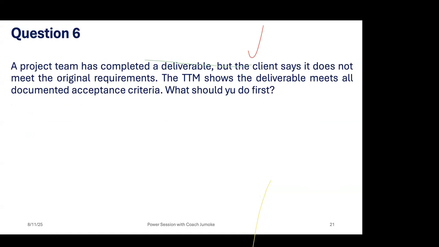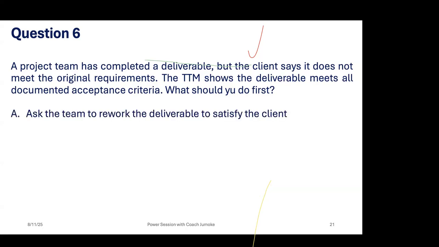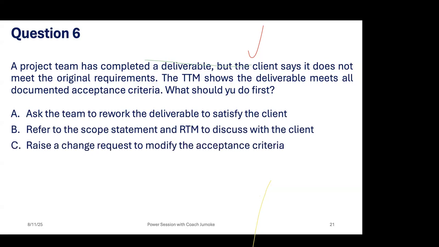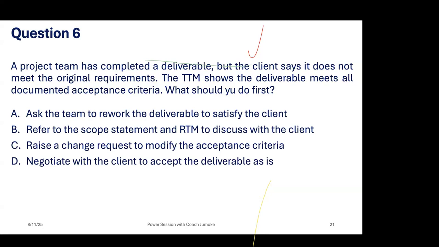A project team has completed a deliverable, but the client says it does not meet the original requirement. Wahala. The RTM shows the deliverable meets all documented acceptance criteria. What should you do first? A, ask the team to rework the deliverable to satisfy the client. B, refer to the scope statement and requirements traceability matrix to discuss with the client. C, raise a change request to modify the acceptance criteria. D, negotiate with the client to accept the deliverable as it is.